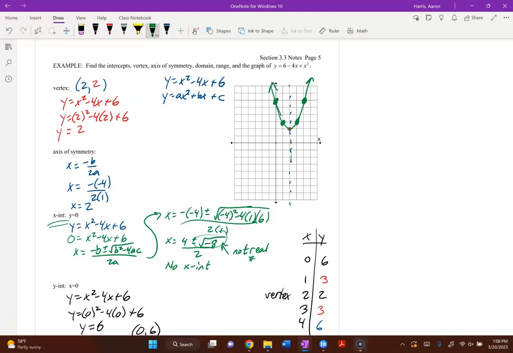Right? Now let's talk about domain here. What's the domain for a quadratic? Left to right, do you have any restrictions? Yeah, all reals, exactly. Now how about the range? It's the lowest y value. 2, yeah, it goes from this 2 up, right? So there's your range on that thing. 2 to infinity. You guys good with that?